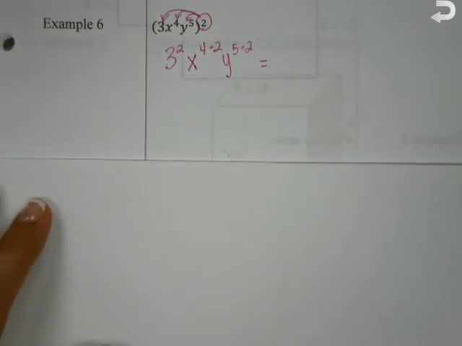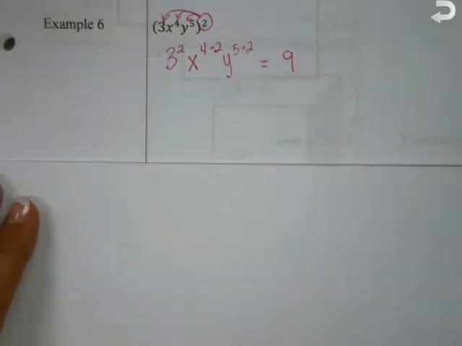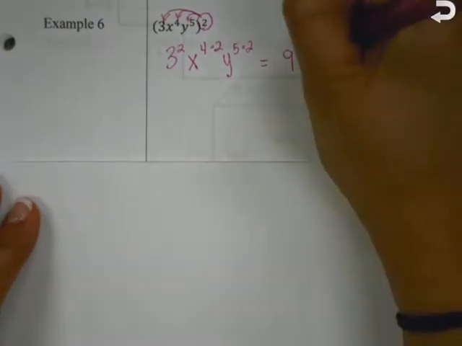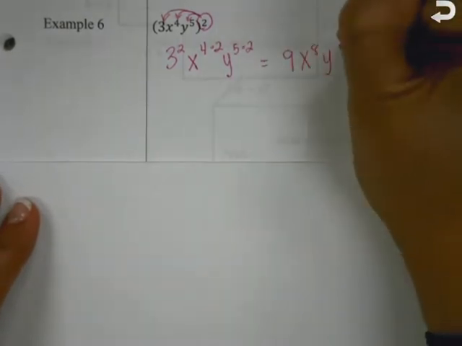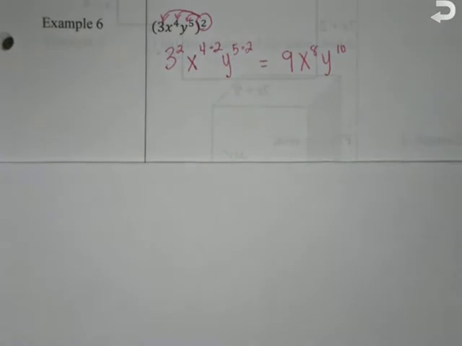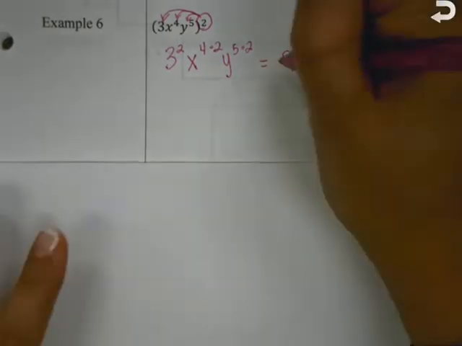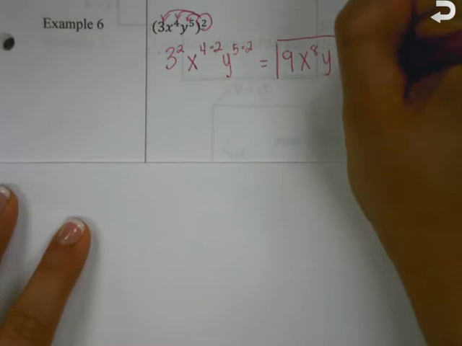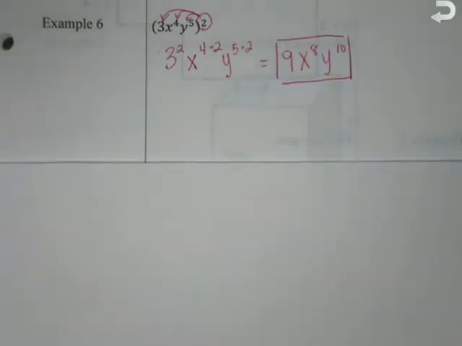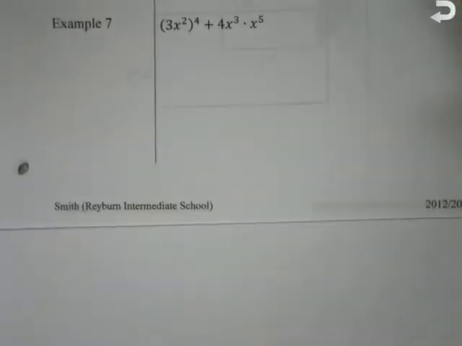Raise your hand if you got this as your answer and you agree. Oh, I did get that. Perfect. You guys are awesome. Okay, that is the correct answer. Good job. Okay, you did this academic opener today. We're going to do something like that, but with power of powers. So, example 7. 3x to the 2nd power, all of that to the 4th, plus 4x to the 3rd times x to the 5th. So we're actually combining all of the rules that we know so far.